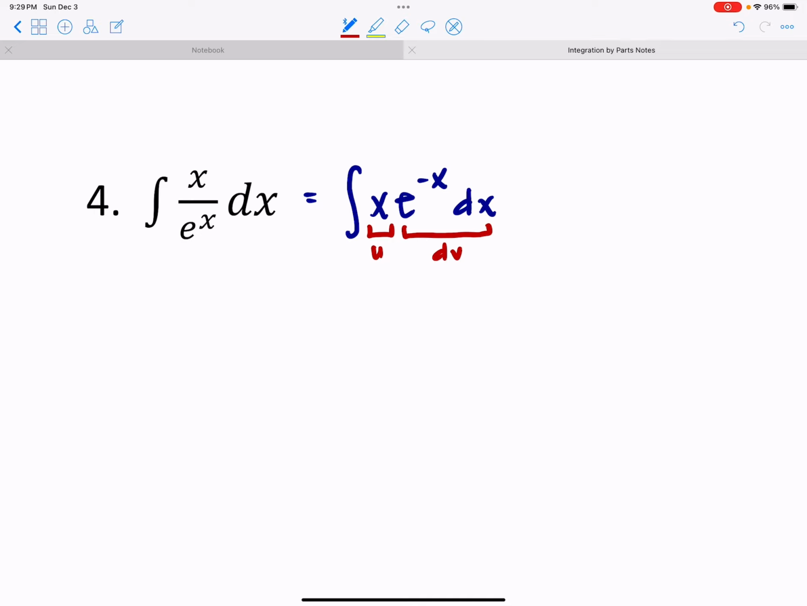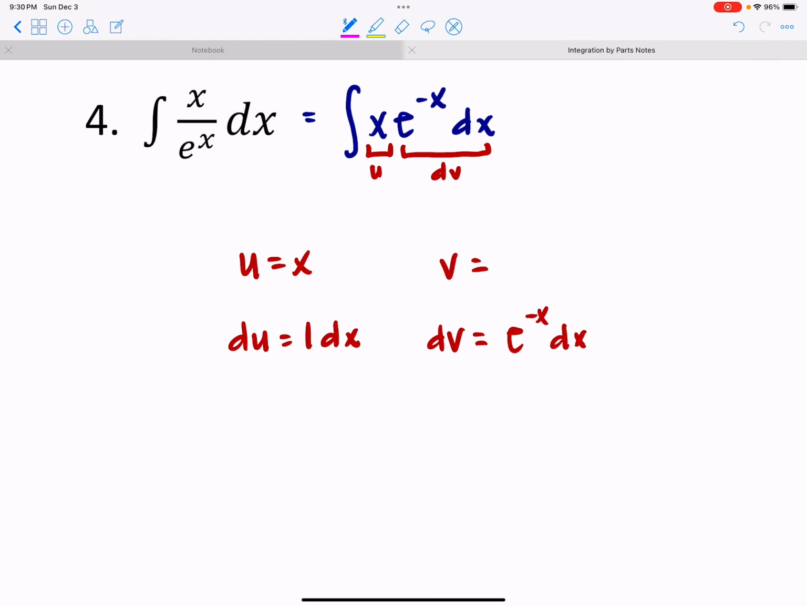So u is going to be x, which means the derivative for u is just going to be 1 dx. Look at me, not forgetting my differential. And then we said dv is going to be e to the negative x dx. And so now I need to figure out what v is. So to do that, remember I'm taking the integral of e to the negative x dx. Now this is not e to the x here, it's e to the negative x.